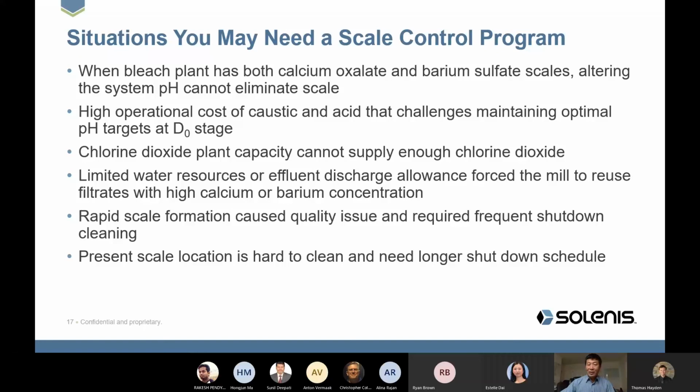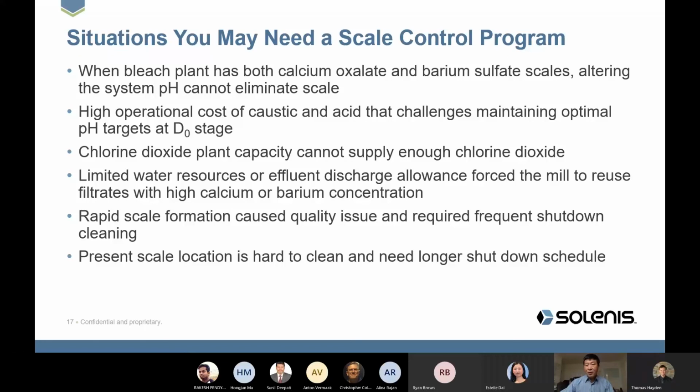We also need to consider limited water, especially when reusing or recycling water containing high calcium and oxalate ions, because some mills just do not have water sources. I know a few plants that run concurrent washing.